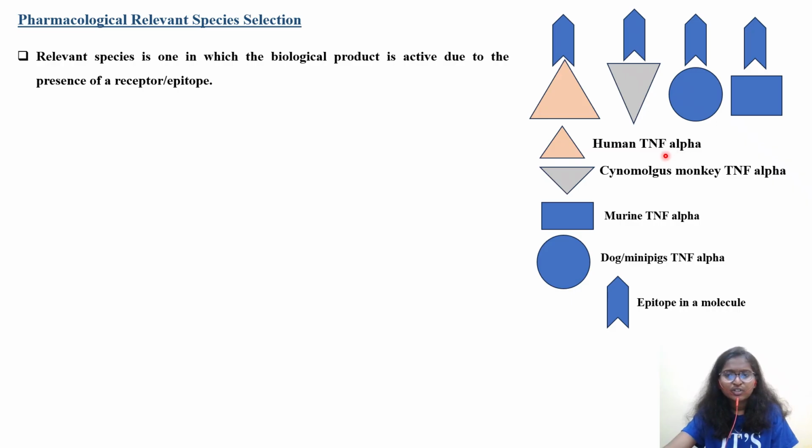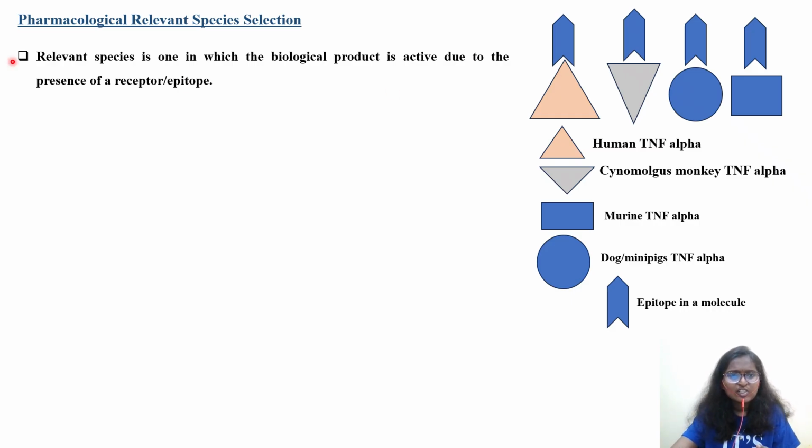So this is what we are discussing about TNF alpha. You can see it in human, and how the shape changes in monkey, in murine, in dog, bird and mini pigs. This is the epitope in the molecule. In order for this epitope to bind, only human TNF alpha can bind. This is about the compatibility between the receptor as well as the therapeutic molecule.